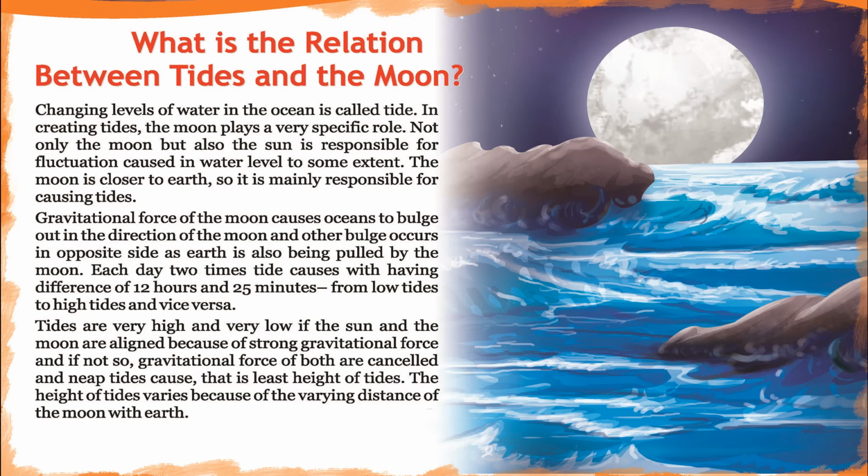Gravitational force of the moon causes oceans to bulge out in the direction of the moon and another bulge occurs on the opposite side as earth is also being pulled by the moon. Each day, 2 times tide occurs with a difference of 12 hours and 25 minutes from low tides to high tides and vice versa. Tides are very high and very low if the sun and the moon are aligned because of strong gravitational force, and if not so, gravitational force of both are cancelled and neap tides occur, that is the least height of tides. The height of tides varies because of the varying distance of the moon from earth.